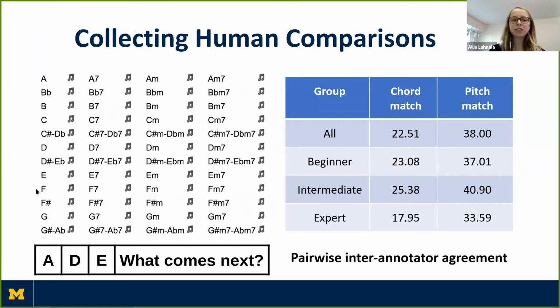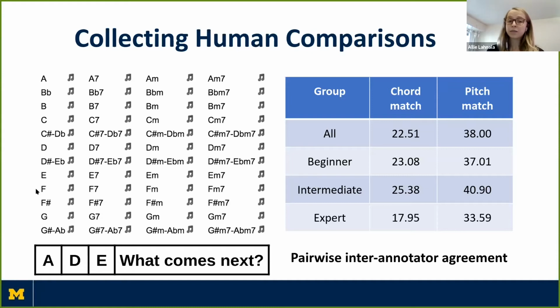However, this metric treats all chords equally. For instance, A and A7 share a number of pitches, but they're treated the same as a pair with no shared pitches. Therefore, we also compute a pitch match agreement, which is the average number of pitch matches per sample between each pair of annotators. On average, over a third of the pitches between a pair of annotators match.